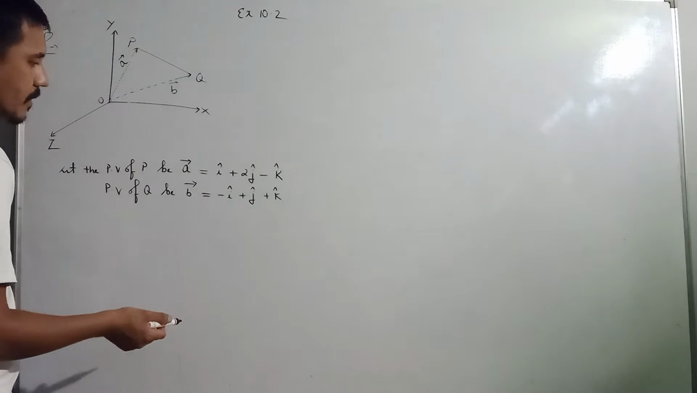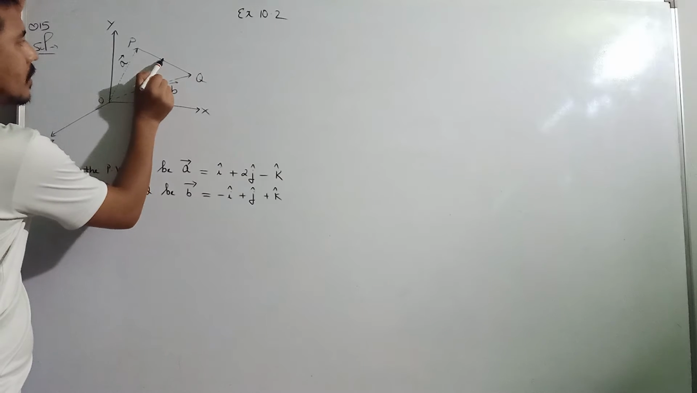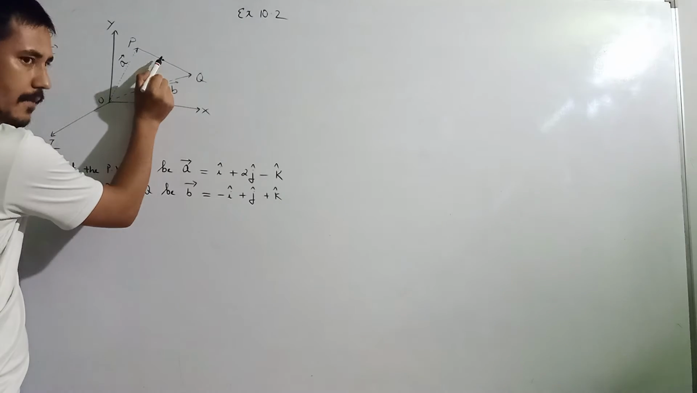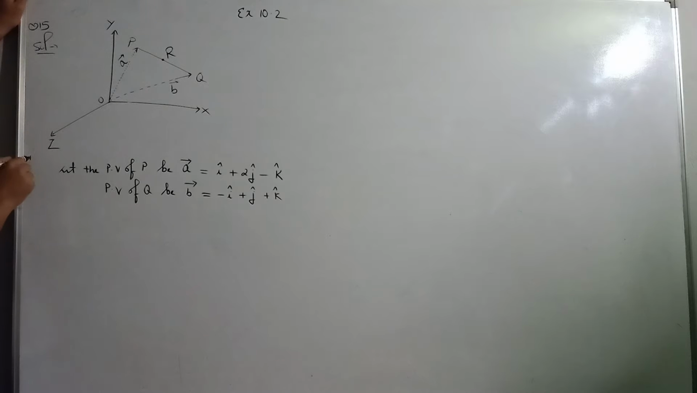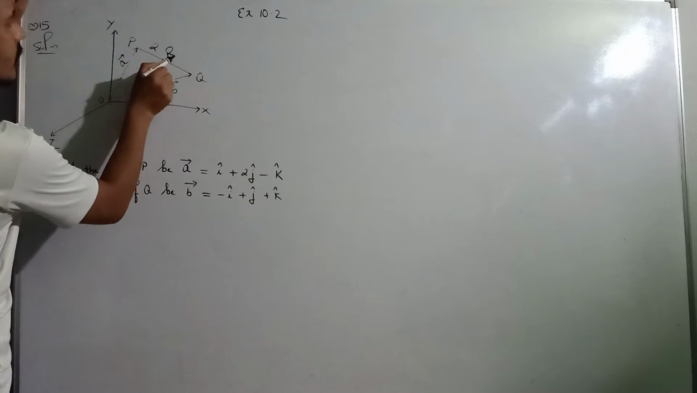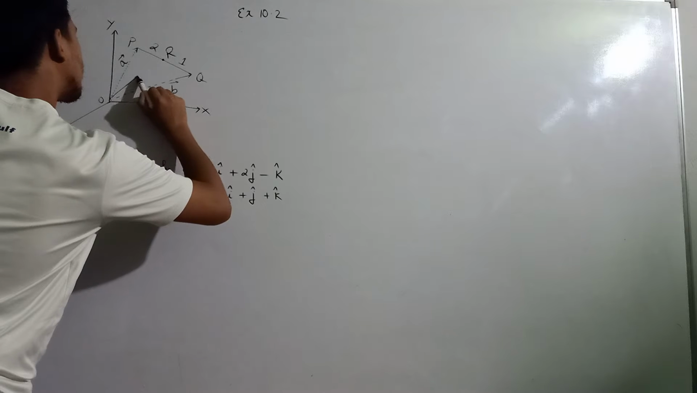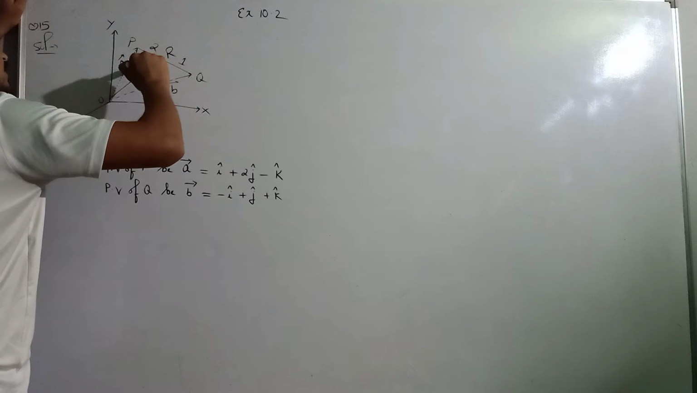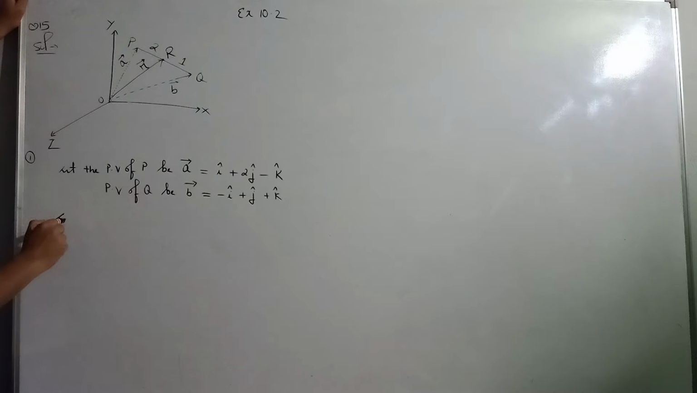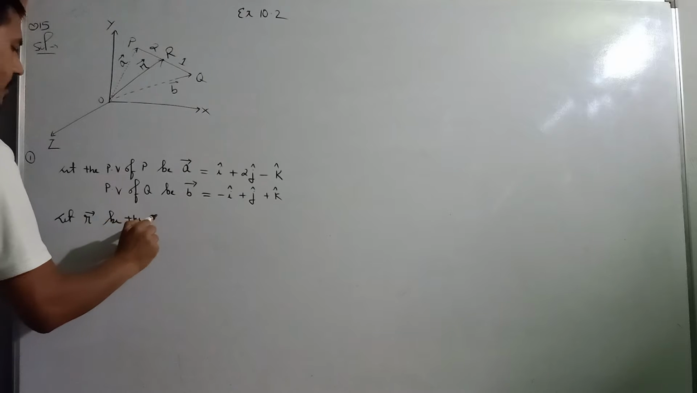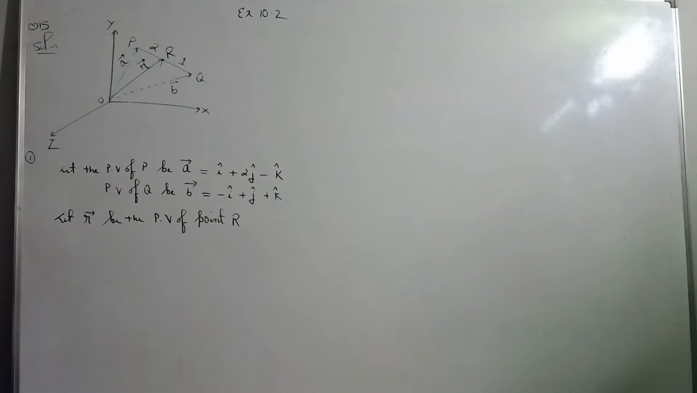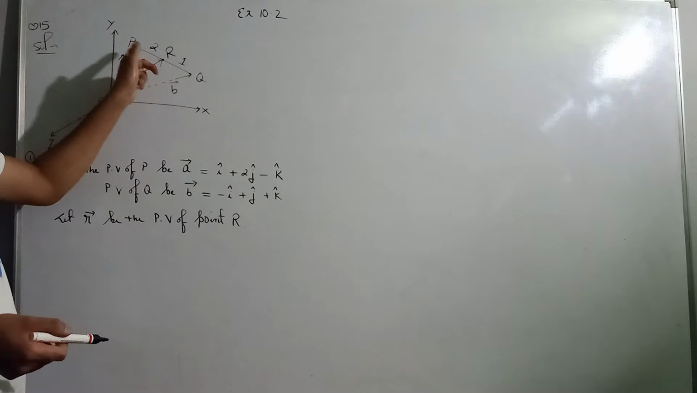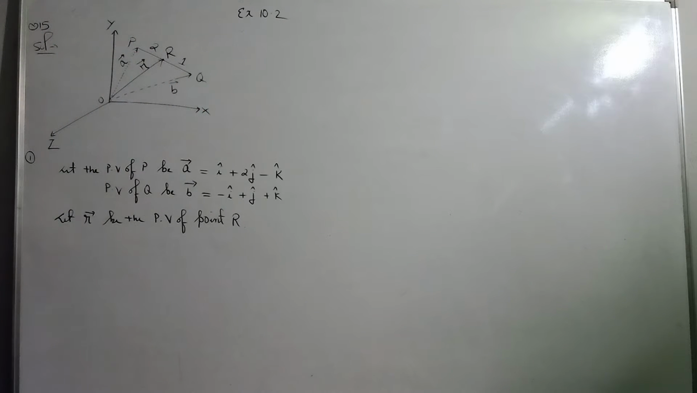Now, what else do you want to find out? You want to find out the position vector of another point R such that, in Roman 1, this R divides PQ internally in the ratio 2:1. So here we need to find out the position vector of R. Let vector R be the position vector of point R. In question number 15, the first part, Roman 1, says that R divides PQ internally in the ratio 2:1.